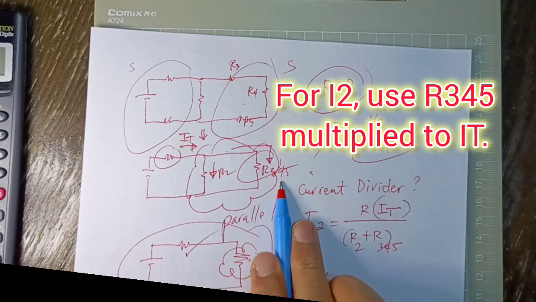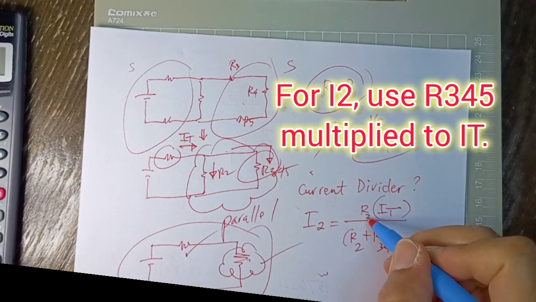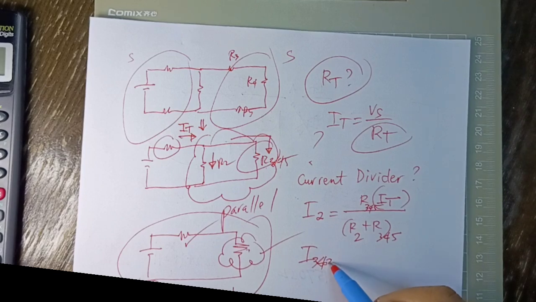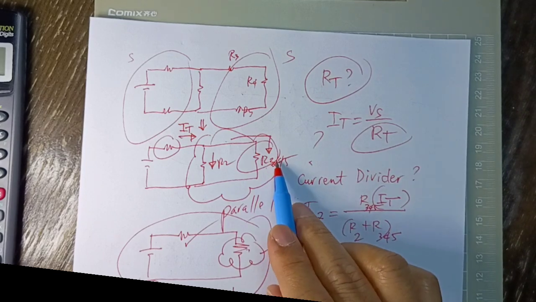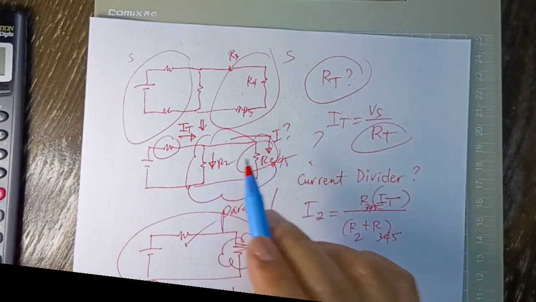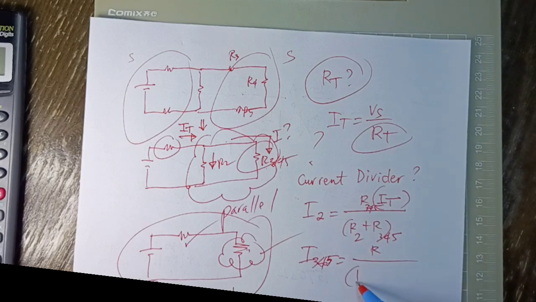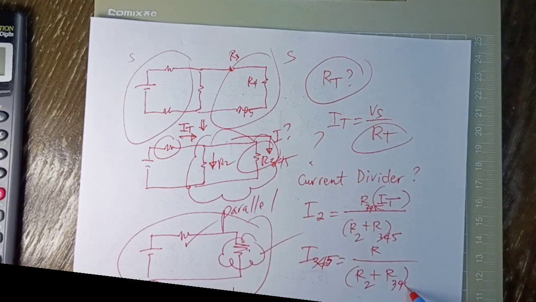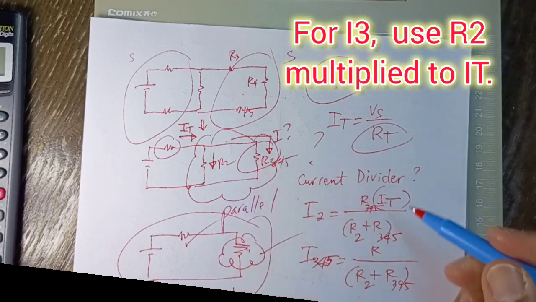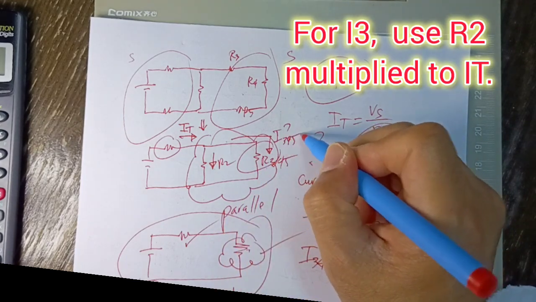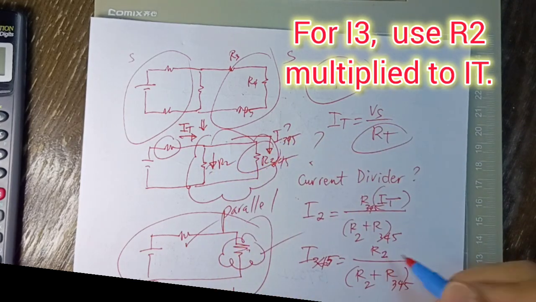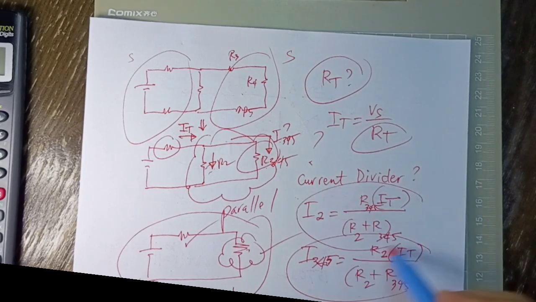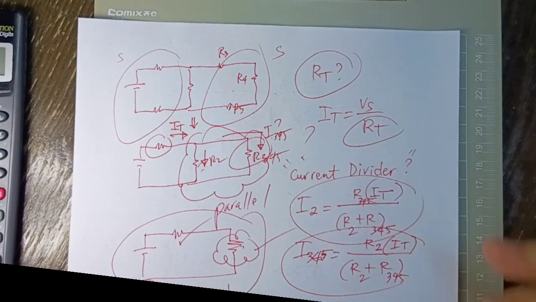Now, what will you write here? If you want I2, take the opposite. So, we'll write here 3, 4, 5. Now, on the other hand, if I want I3, 4, 5, the current here, I will take the same formula, R over R plus R. This is R2 plus R3, 4, 5. And this will be the opposite. What do you want? I3, 4, 5, right? What's the opposite? R2. So you write R2, and then you multiply by I total, and you will get the I3, 4, 5 and the I2 by current divider.